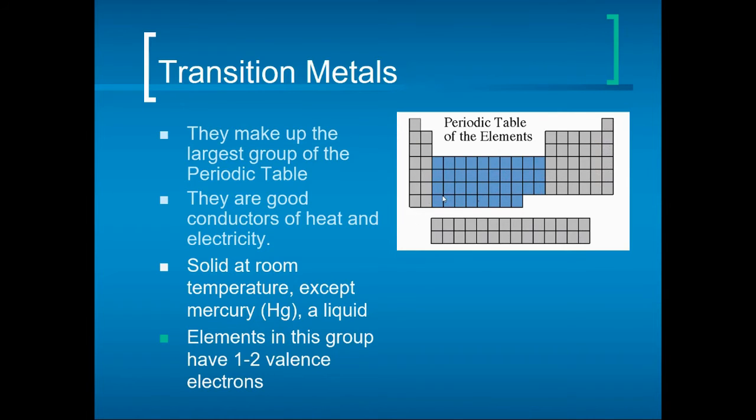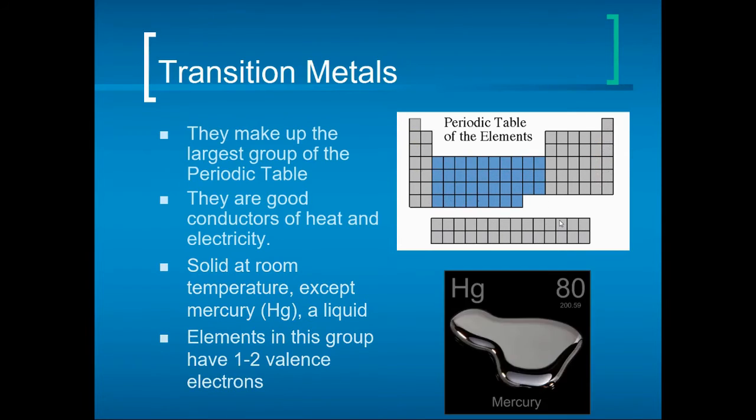And these guys tend to have 1 to 2 valence electrons, but we would have to tell you how many valence electrons there are. You wouldn't know them just offhand. Okay, and this is what mercury looks like. It is a liquid at room temperature. It's a metal, but it's a liquid metal.